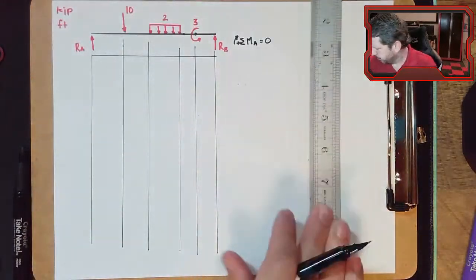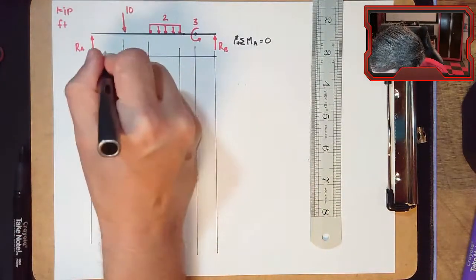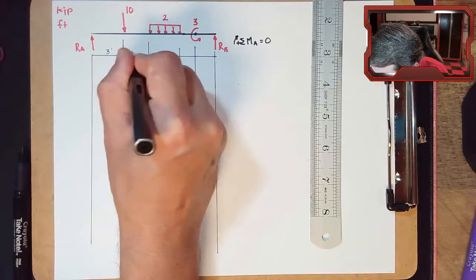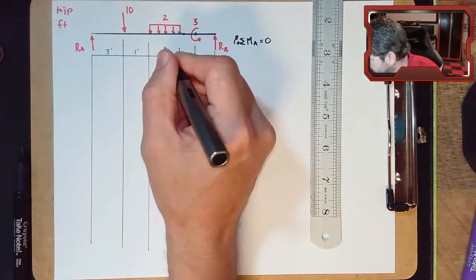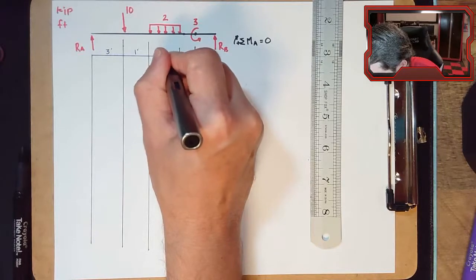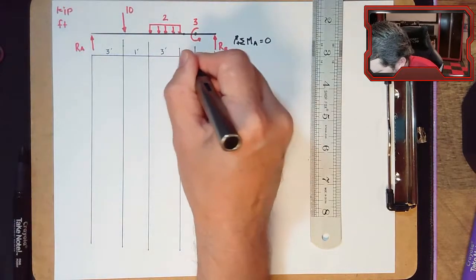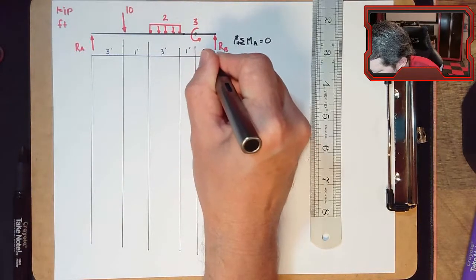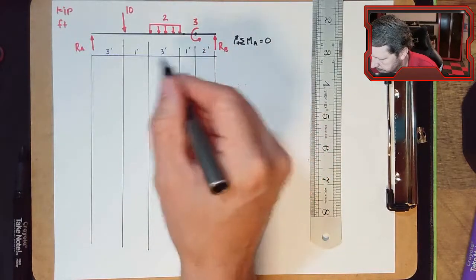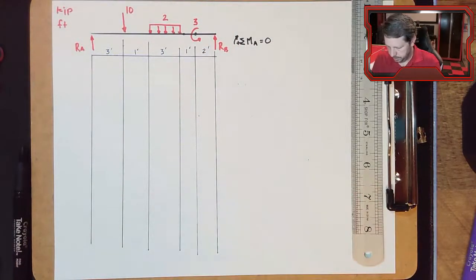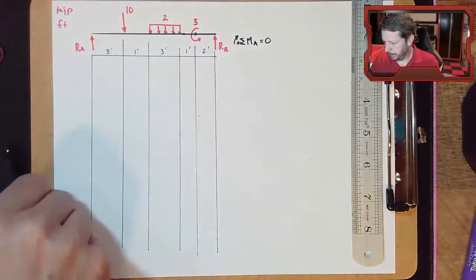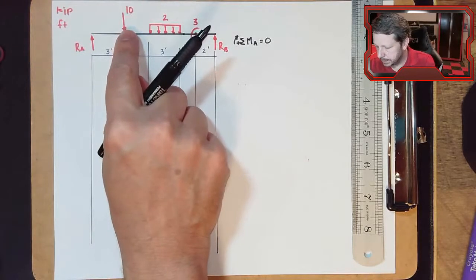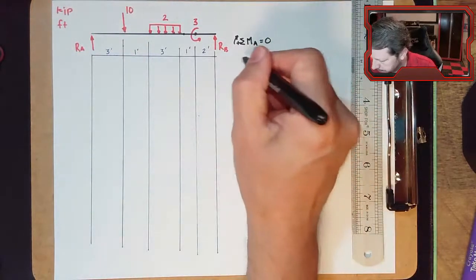Let's make this first one 3 feet. Now I may not have drawn everything perfectly to scale. 1 foot. This is another 3. Let's make this 1 and 2. So that gives us 6, 7, 8, 9, 10, just like we want. Total feet. All right. So this is 10 kips times 3 feet.